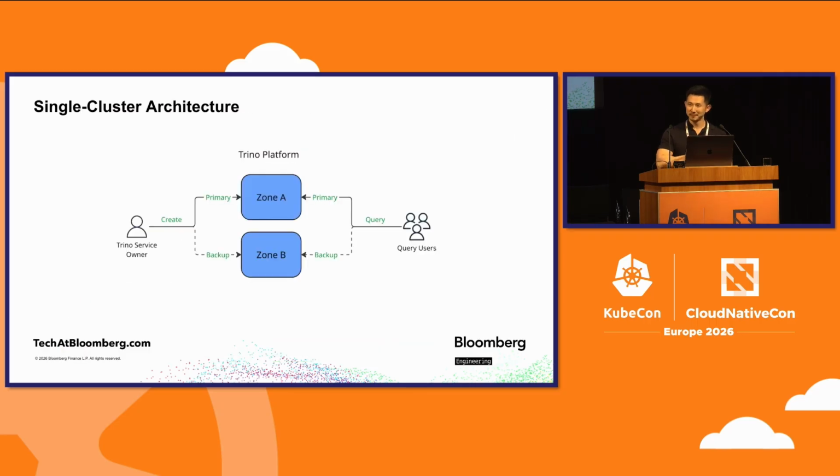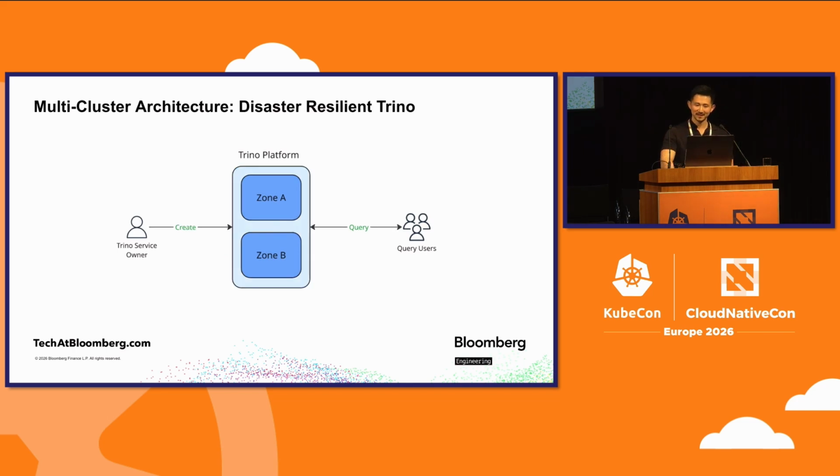We wanted to evolve from an architecture like this, where each persona operated against zone-specific APIs, into one that conceptually looked like this, where they interact with a single unified Trino API. And under the hood, multiple availability zones still exist, but failover, coordination, and high availability should be handled by the platform and not by these users themselves. And in this state, multi-cluster resilience becomes an implementation detail that is fully owned by the platform.